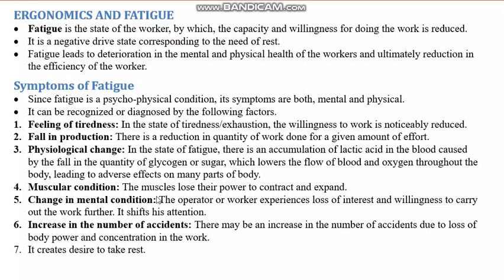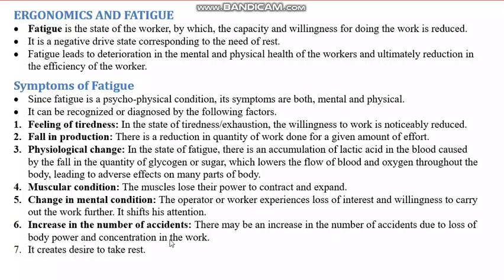Okay, muscular condition. The muscles lose their power to contract and expand. You see, this is another thing because of these chemical reactions that are taking place in the body. Because of the fatigue, the muscle loses its power. Okay, then change in mental condition.